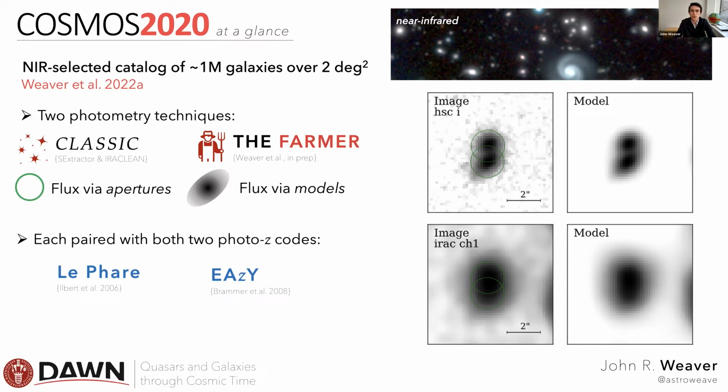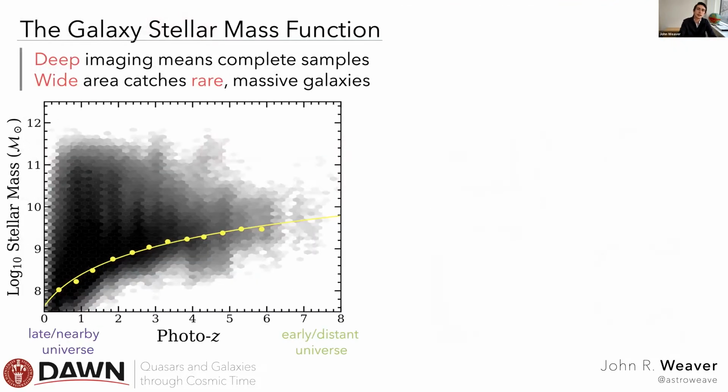Now we pair both of these photometry catalogs with two photo-z codes, LePhare and EAZY, such that every one of our 1 million galaxies has four measurements of photometric redshifts, mass, UV luminosity, etc. Now with this catalog, I'm interested in measuring galaxy growth as measured by the galaxy stellar mass function. The deep imaging of the 2 square degrees of COSMOS means we have more complete mass-selected samples of galaxies, and the wide area, just as Feige was talking about, enables us to catch those rare massive galaxies.